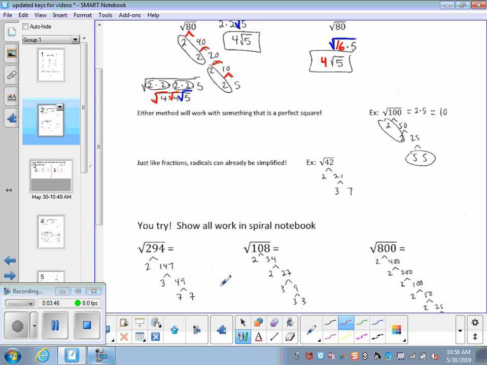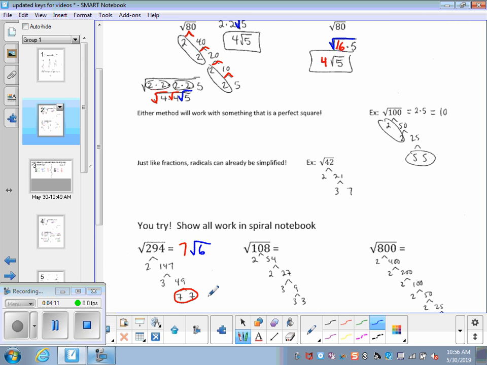If you make your prime factor tree, it's 2 times 147. 3 goes into 147, and it's 3 times 49. And then we have 7 times 7 is the 49. So when you're looking for your pairs here, 7 times 7 is 49. And since we know the square root of 49 is 7, we're going to take out a 7. And then all we have left underneath the radical is going to be this 2 times 3, which is 6.